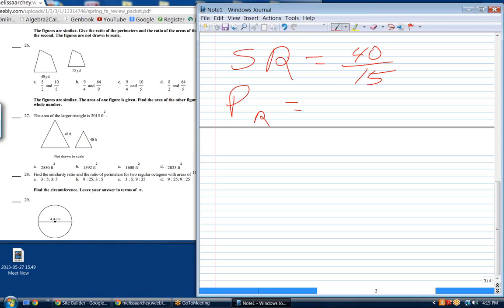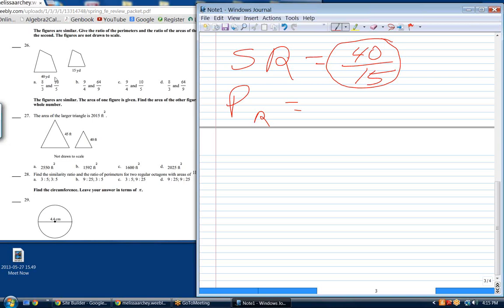Perimeter is a linear measurement. Right, but they don't give you all the side lengths. You don't need it. When I said it's a linear measurement, I said that because it's the same. In other words, the similarity ratio is also a linear ratio.